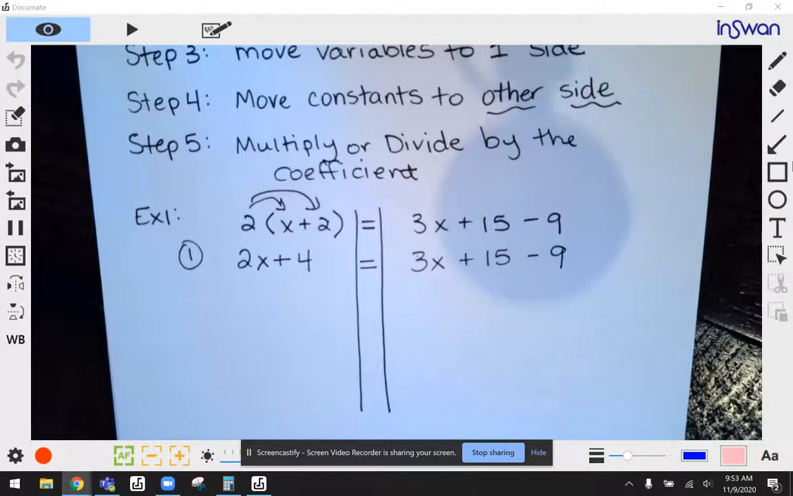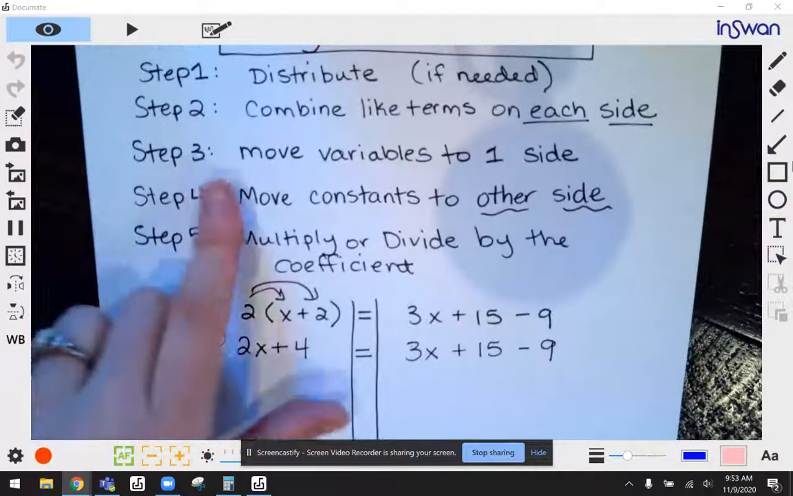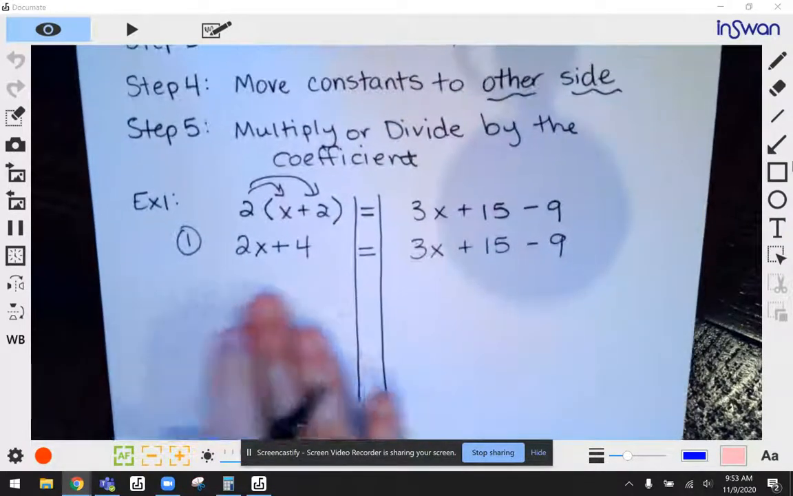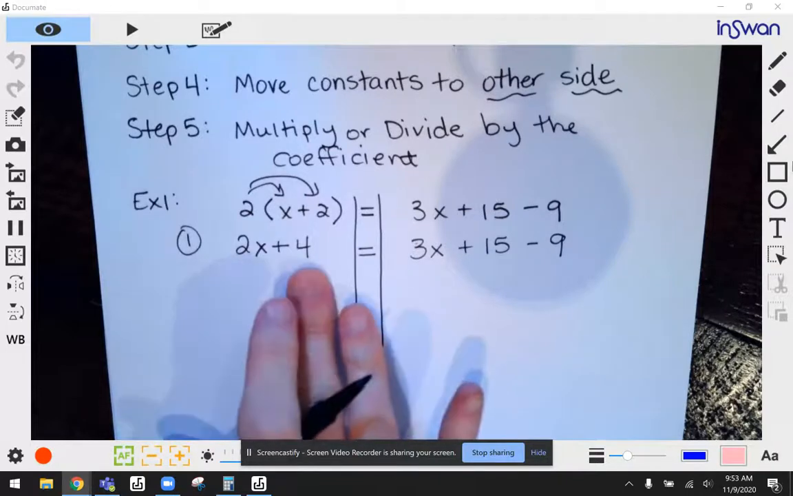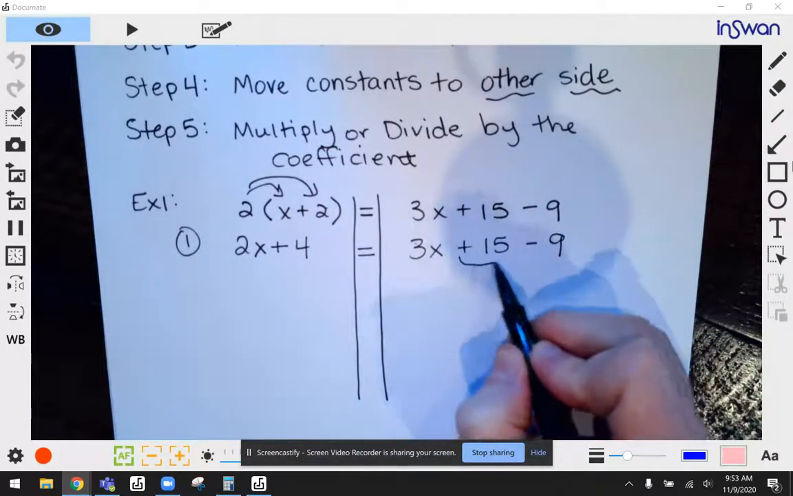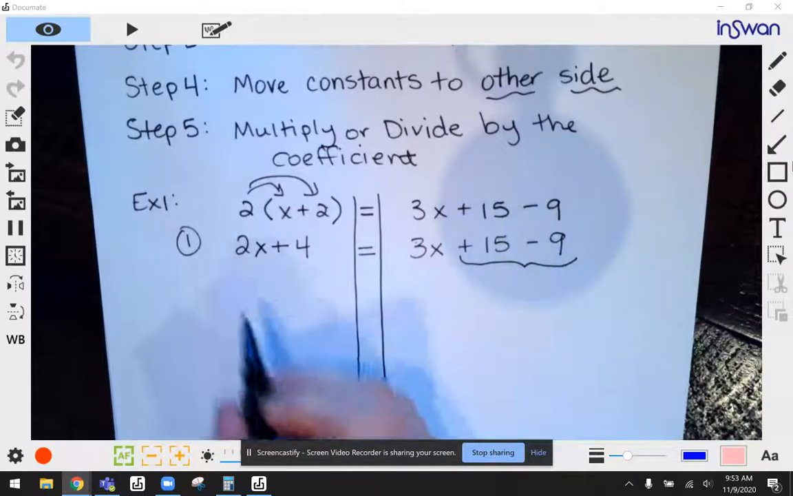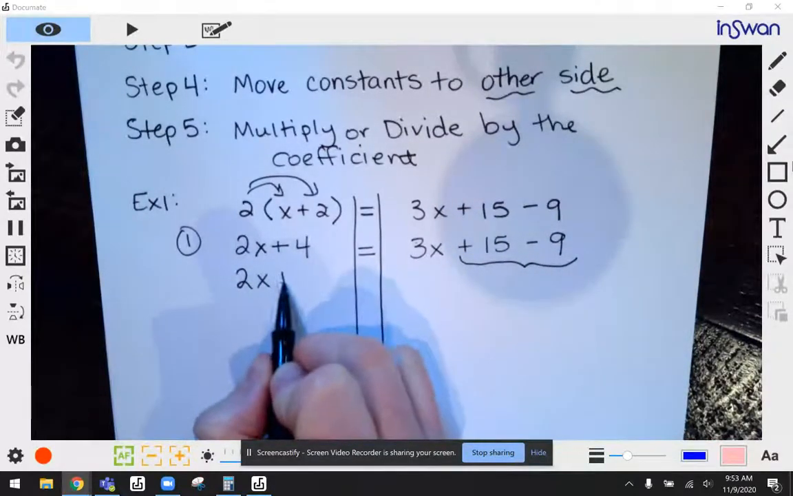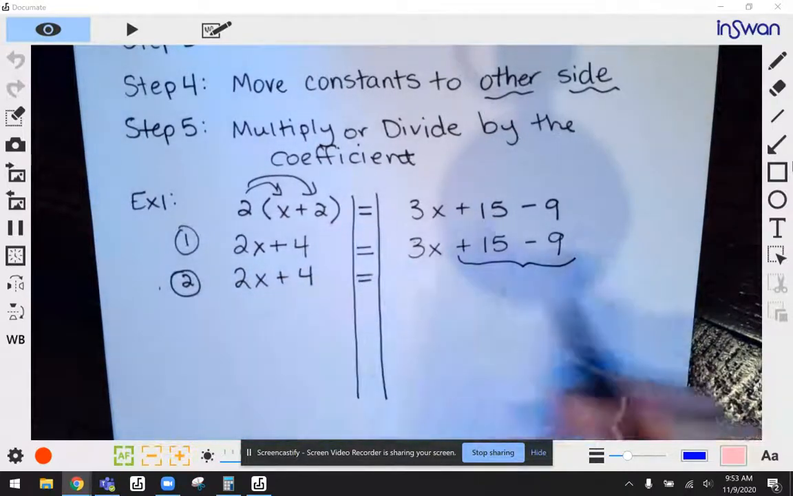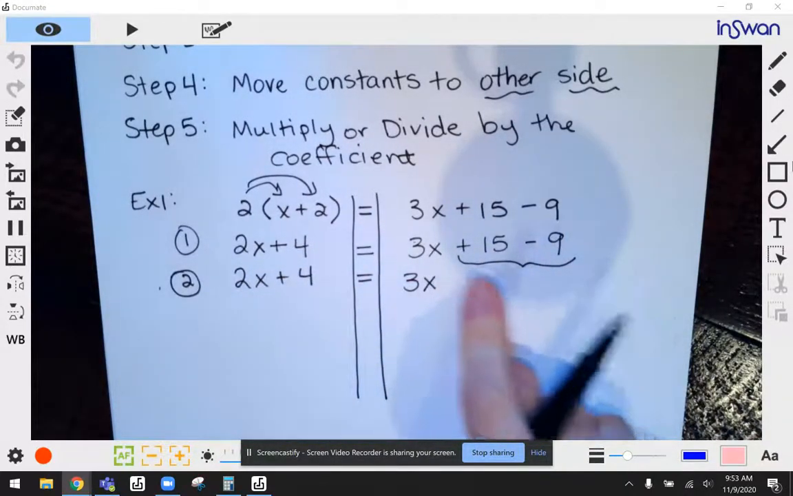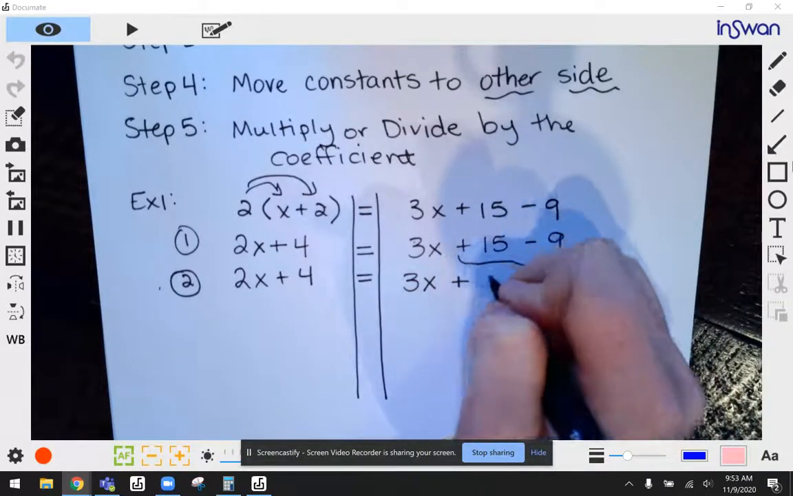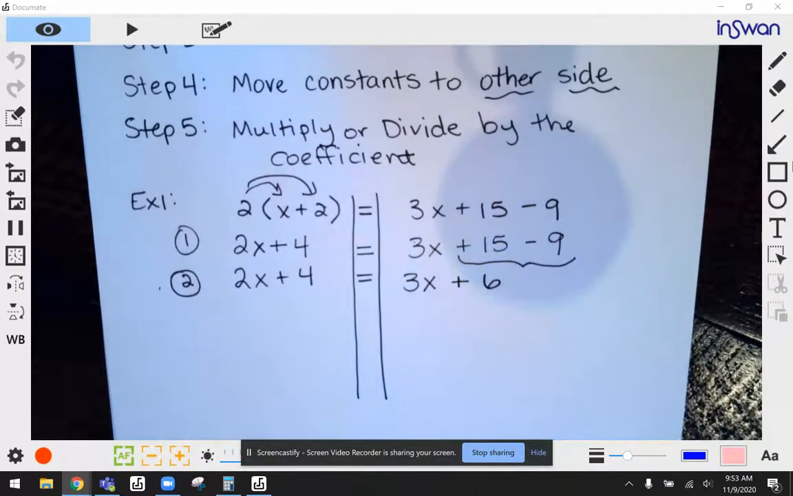Okay, that was step 1. Step 2, combine like terms on each side. So on each side of the equation, this side, are there any like terms? No. This side, are there any like terms? Yes, I've got these 2 constants. So I'm going to keep this side the same. Equals 3x, and then I'm going to combine 15 minus 9 is positive 6, so that'll be plus 6.